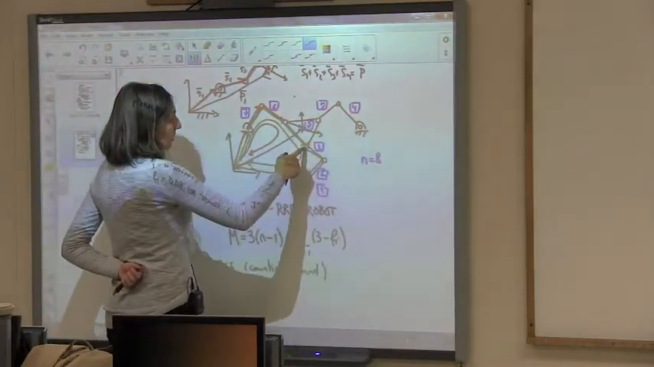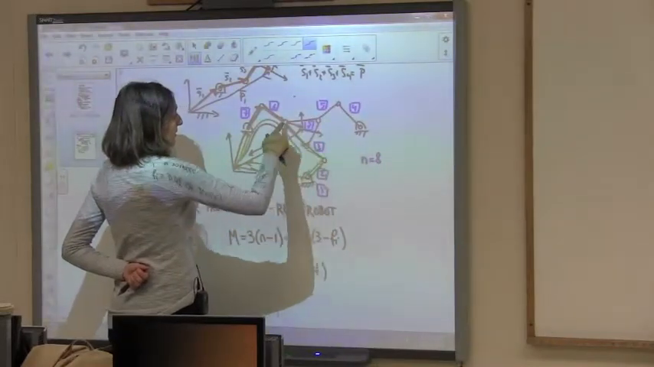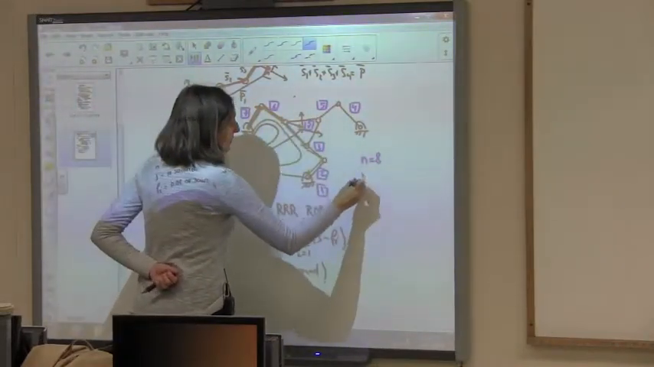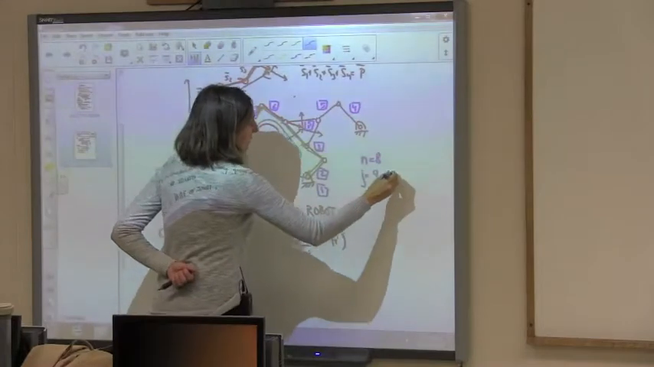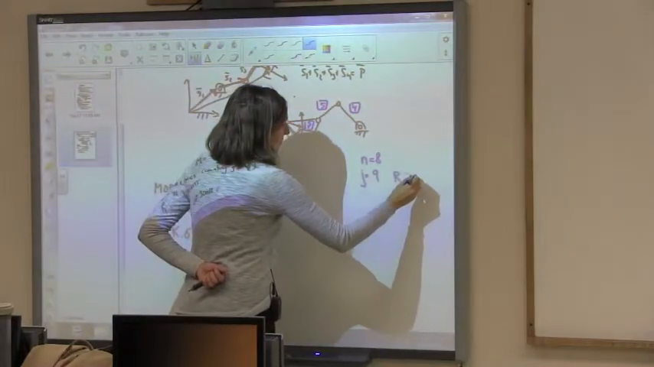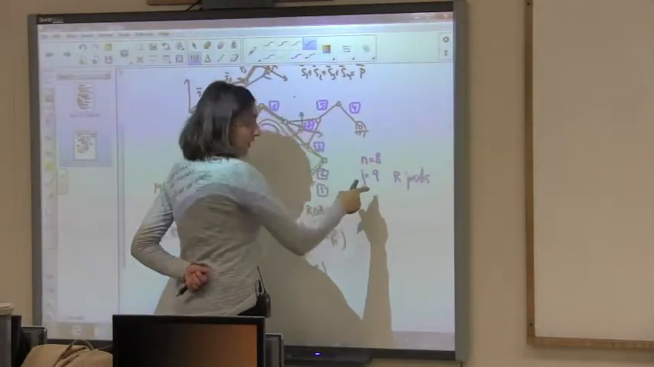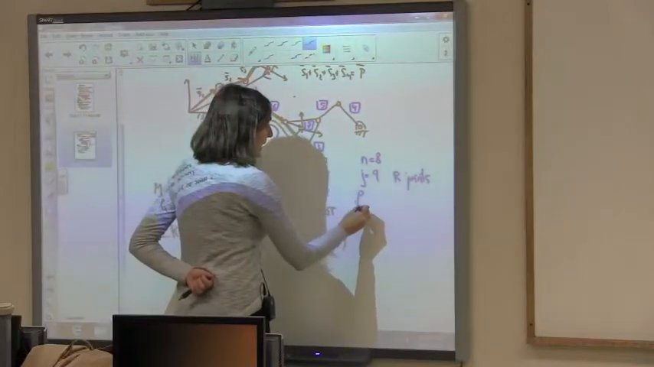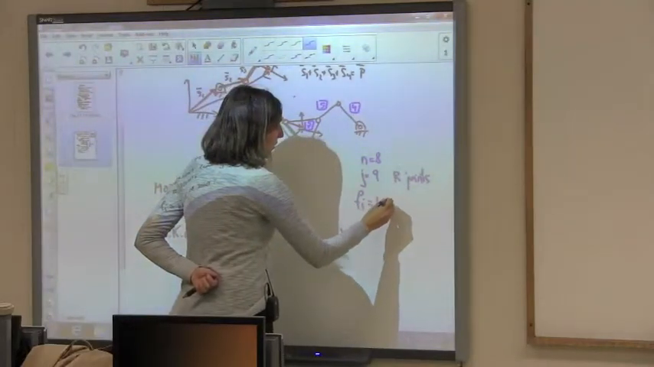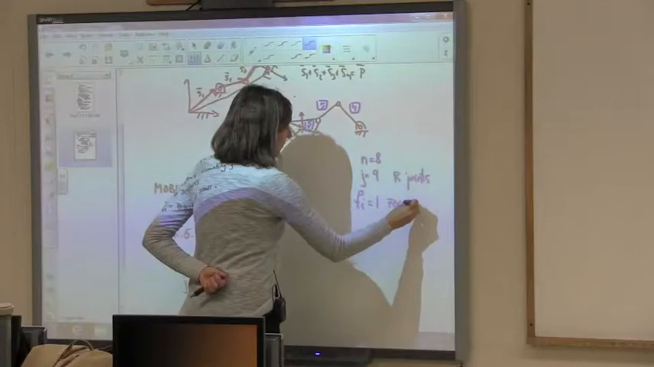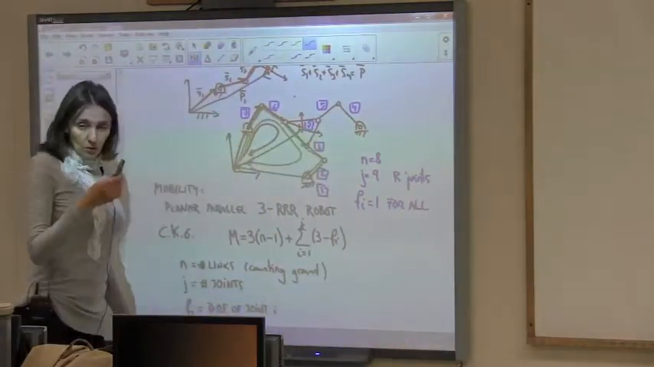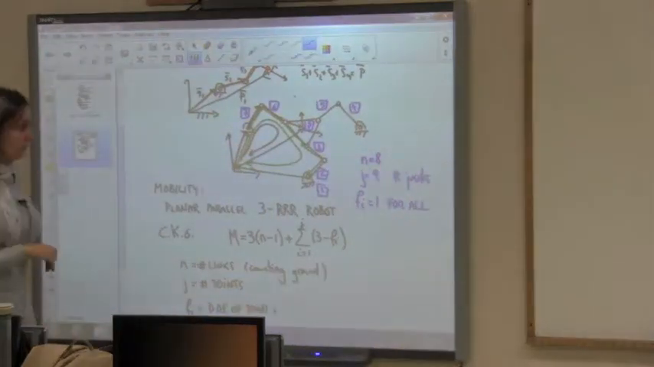1, 2, 3, 4, 5, 6, 7, 8, 9. j equals 9 joints. And if they are revolute joints, it means that fi, the degrees of freedom, is equal to 1 for each of them. The revolute joints allow only 1 degree of freedom, right?